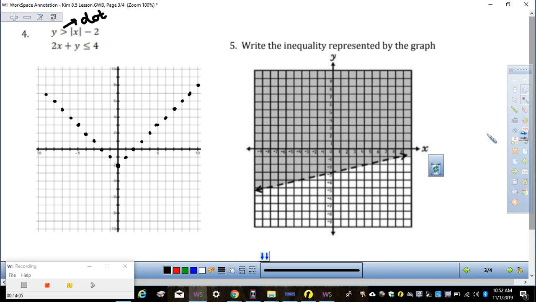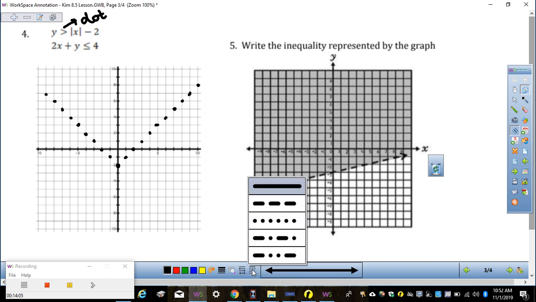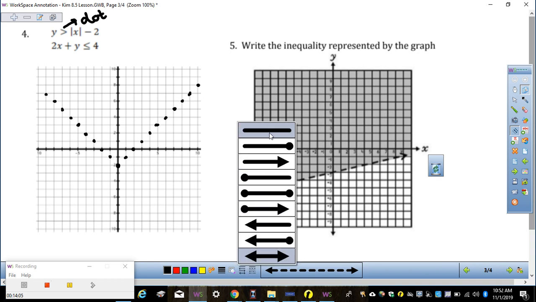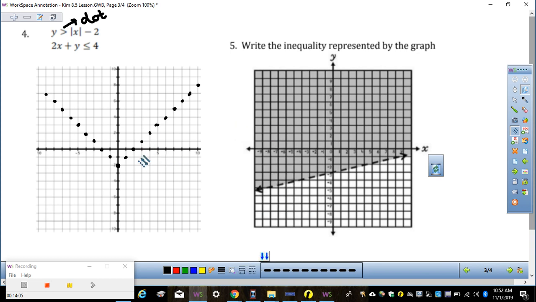All right, so let's see if I can make this work. All right, so dashed on both sides, we should have a nice V shape here.